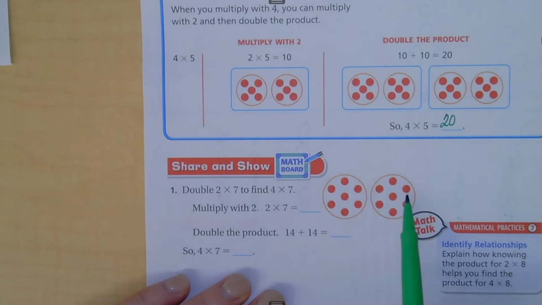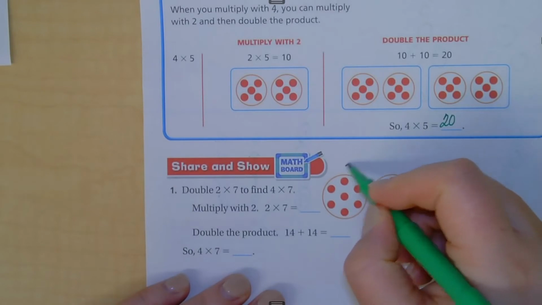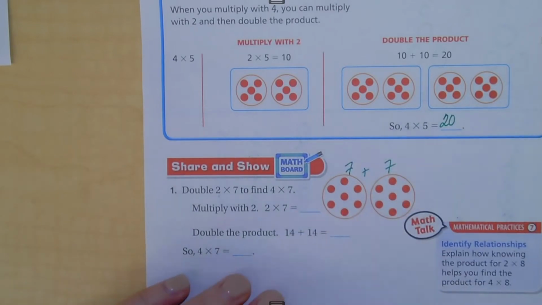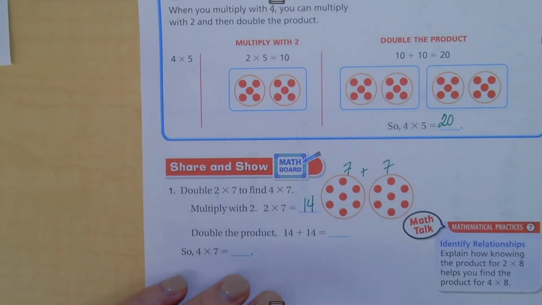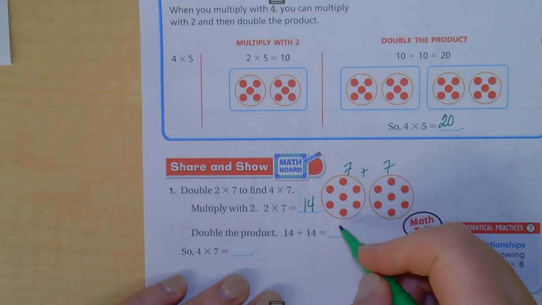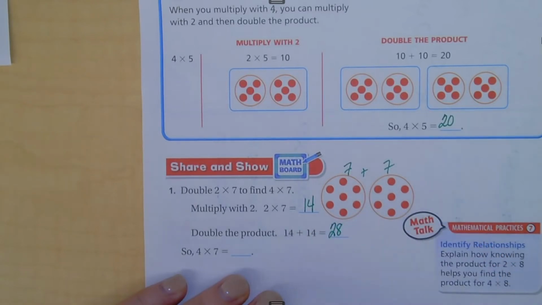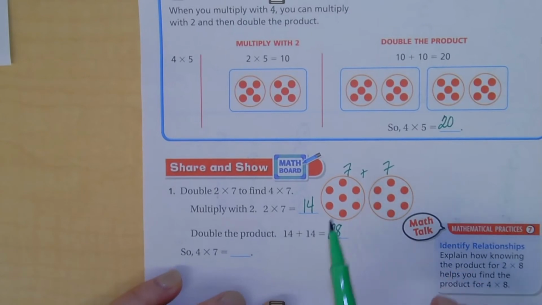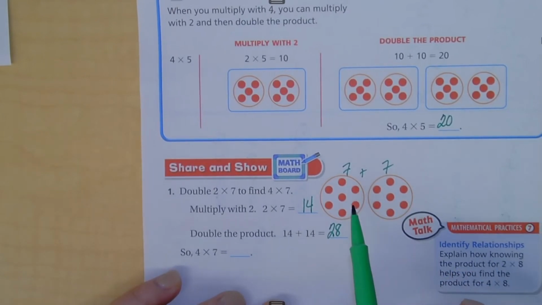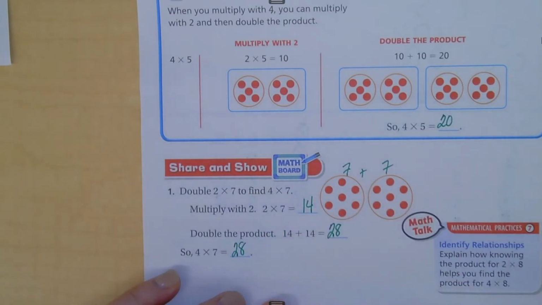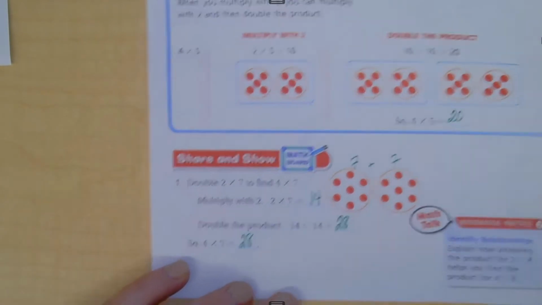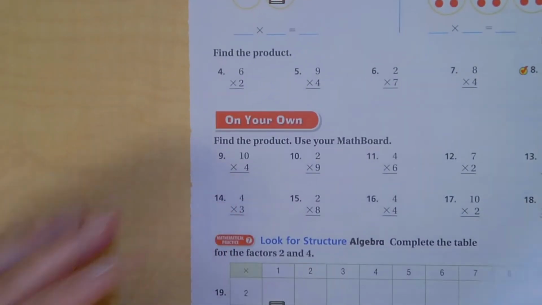So if I find 2 times 7, and I double it, then I know what 4 times 7 is. So here's 2 times 7, 2 groups of 7. So that's like saying 7 plus 7. Well, I know that. What's 7 plus 7? 14. Now I'm going to double that product. 14 plus 14 equals 28. So that tells me that 4 groups of 7 or 4 times 7 equals 28. All right.